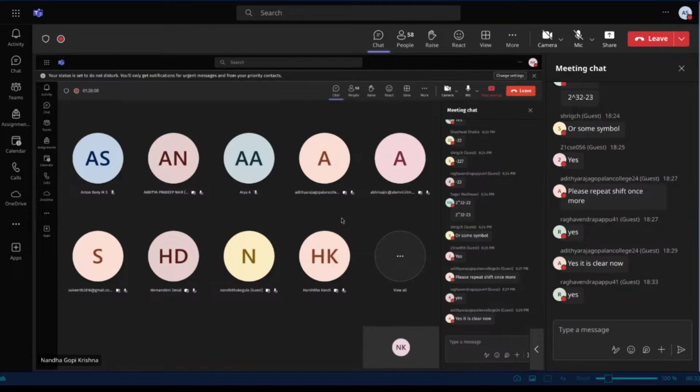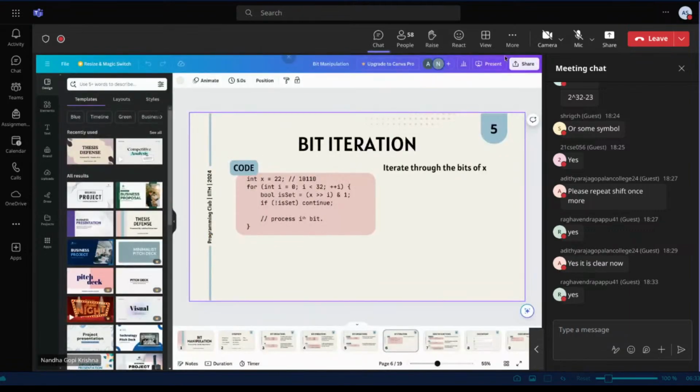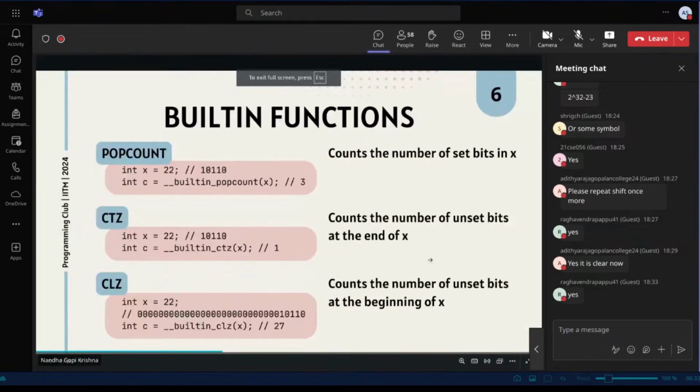Okay, moving on. There are some helpful built-in functions built into GCC. If you are using MSVC or Clang, then they might have different names. But Codeforces, the compiler used by Codeforces is GCC, so this is mostly applicable for that. GCC exposes some built-in functions to easily handle certain binary operations, bit operations.